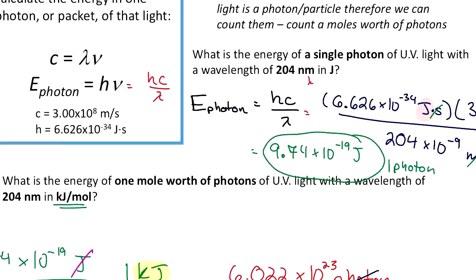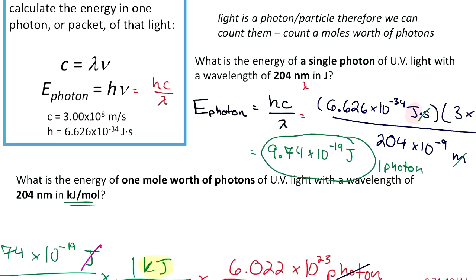If you put this into your calculator, you get a very nice number that comes out in kilojoules per mole. So 587 kilojoules per mole. I really like that number because it's a nice whole number, in the hundreds, versus the number 9.74 times 10 to the negative 19 joules. That's a really ugly number, but I do like the number 587. Oftentimes when we talk about light sources, you will see the unit kilojoules per mole of photons to describe the energy of that light source. But they're both describing the same type of light, 204 nanometer UV light. It's just different units to describe the same thing.